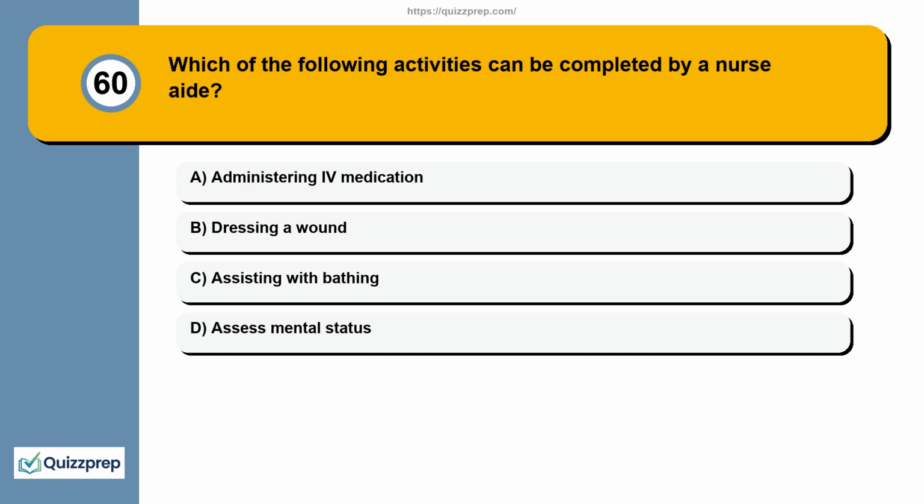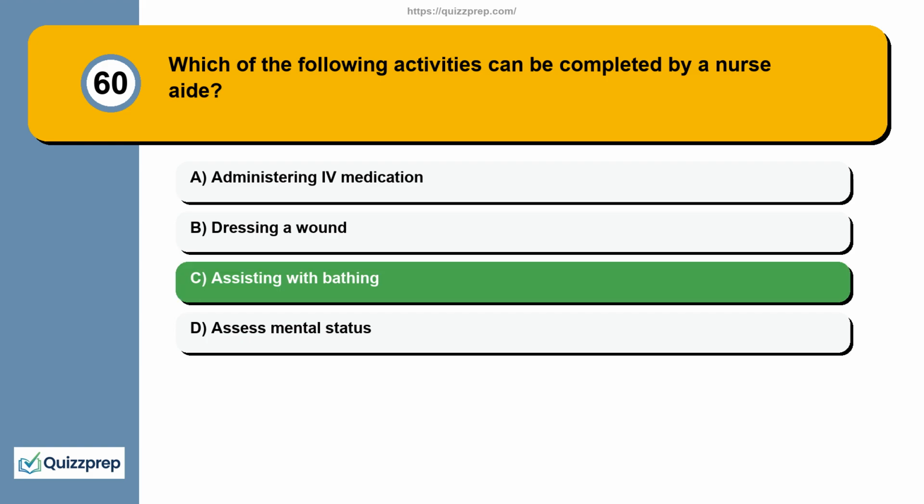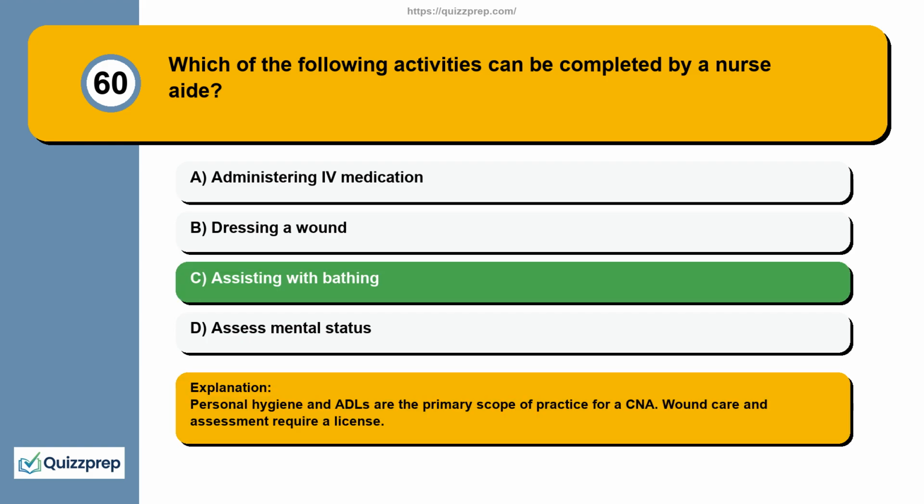Question 60. Which of the following activities can be completed by a nurse aide? Administering medication, dressing a wound, assisting with bathing, assessing mental status. Personal hygiene and ADLs are the primary scope of practice for a CNA. Wound care and assessment require a license.